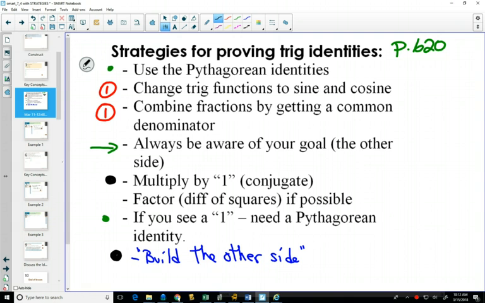I'm going to call that, I'm going to put a big S, super blinking S. When you get stuck, so you've used your main strategies, you've changed to sine and cos, you've got a common fraction, and things don't match up, and you'll be like, Mr. JR, I'm stuck. I don't know what to do. When you're stuck, there are two strategies on here that you should get triggered. One is build the other side, and the other one is to factor. So I'm going to call those our stuck strategies.